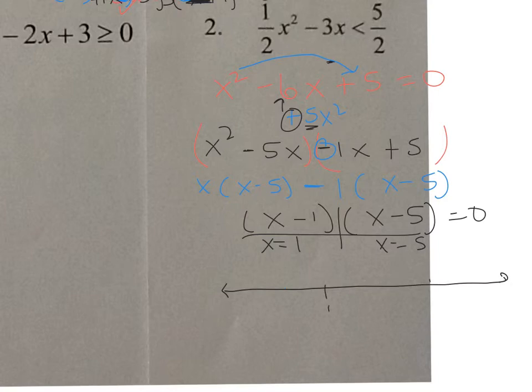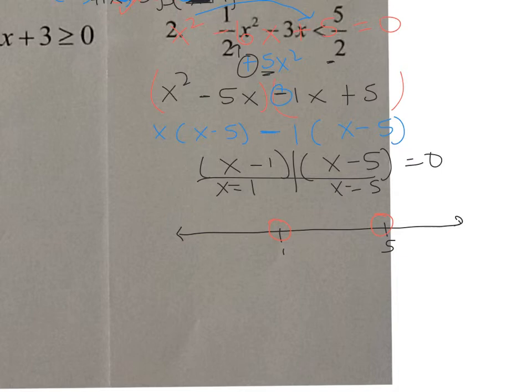Plot 1 and 5. I noticed that it is a less than symbol. There's no equal sign underneath, so I'm going to use open circles. And now I have to figure out which way I'm going to shade. So you have to pick test points. You need to pick a number to the left of 1. I'm going to pick 0. That's the easiest. Pick a number that's in between 1 and 5. Actually, I'm going to pick 2 because that'll take care of the fraction. And pick a number to the right of 5. I'm going to pick 6.